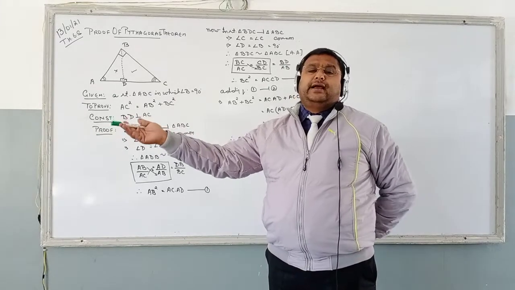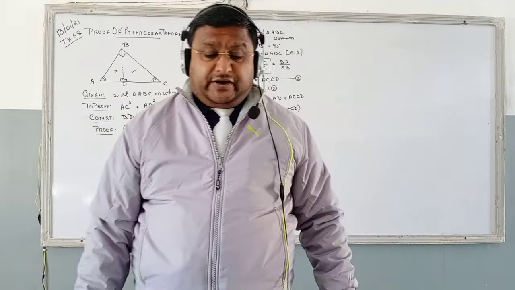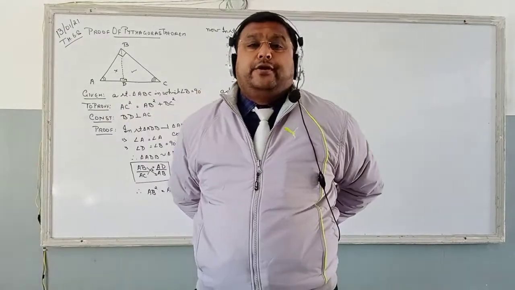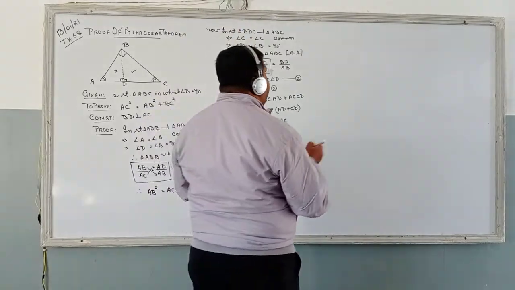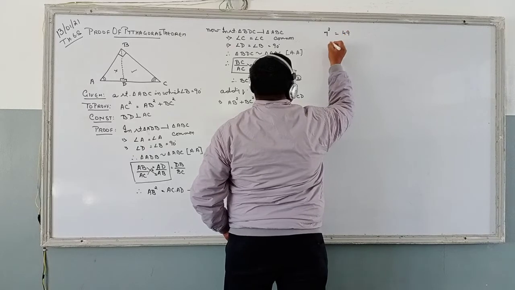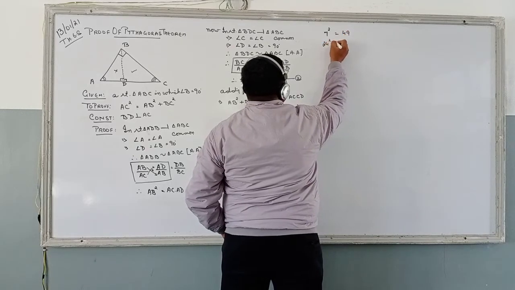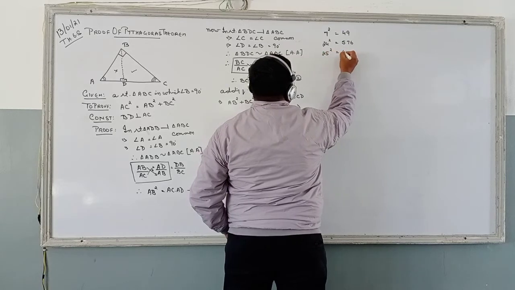Then it is a right triangle. If not, it is not a right triangle. For example, first question, 7 centimeter, 24 and 25. So we all know 7 square plus 24 square. 7 square is equal to 49. 24 square is equal to 576, and 25 square is equal to 625.